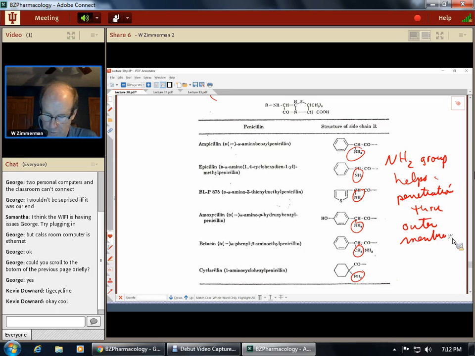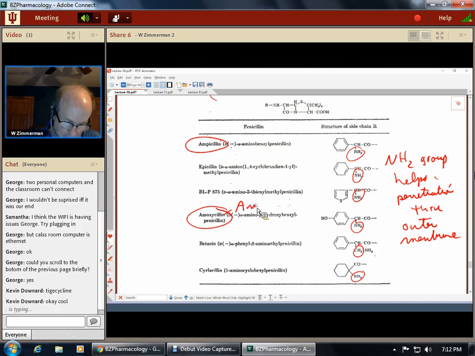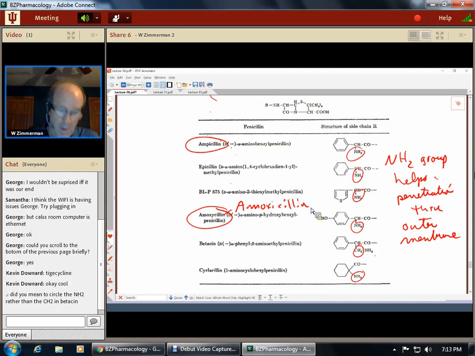So obviously pharmaceutical companies have been playing with thousands of congeners of these. The ones we care about though, ampicillin and amoxicillin. That's actually the British spelling of amoxicillin. Here in the US, it's amoxicillin. So we've got these compounds that are able to penetrate and to kill some gram-negatives, but of course they're still sensitive.